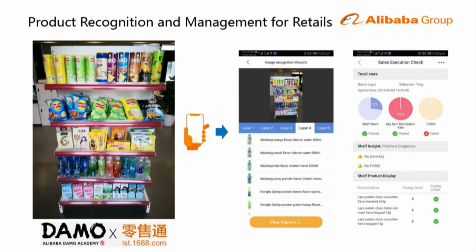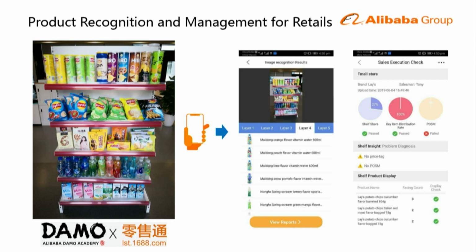And also by collaborating with LST, which also belongs to Alibaba and is called an Online Distribution Platform, we have launched a product called Product Recognition and Management for Retail, where we use AI technologies to digitize the whole offline shelf. We simply take a picture of the shelf, and then we can identify which particular SKU and the number of SKUs in the display facing.